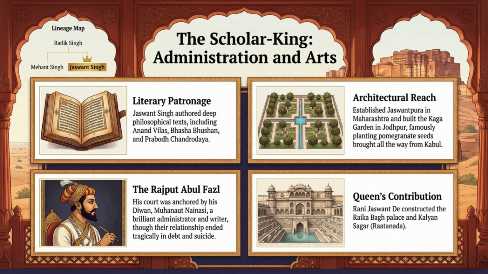Beyond the battlefield, Jaswant Singh was a profound scholar king. He authored deep philosophical texts, including Anand Vilas, Bhasha Bhushan, and Prabodh Chandrodaya. His architectural reach included establishing Jaswantpur in Maharashtra and building the Kaga Garden in Jodhpur, where he famously planted pomegranate seeds brought all the way from Kabul. His court was anchored by his Diwan, Mohanath Nansi, a brilliant administrator and writer termed the Rajput Abul Fazl, though their relationship ended tragically in death and suicide. Queen Rani Jaswant also contributed massively to the kingdom's grandeur, constructing the beautiful Rika Bagh Palace in the Kalyan Sagar.